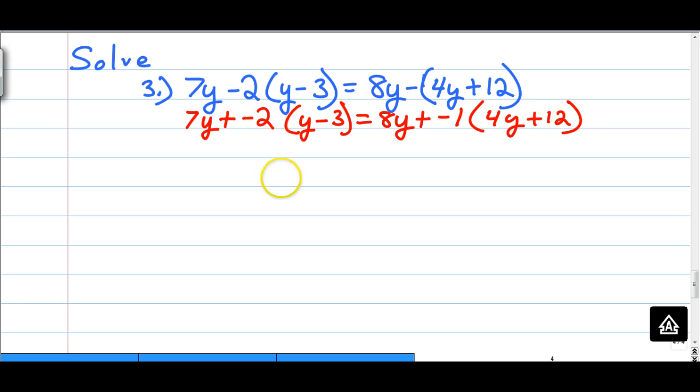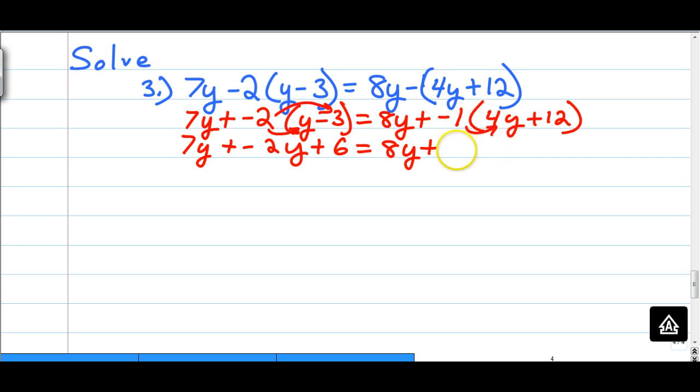Okay, so now I'm ready to distribute, to clear the parentheses. The 7y stays the same. The negative 2 distributes to the y, so it's a negative 2 times y to make a negative 2y. Then a negative 2 distributes to the negative 3. This creates a positive 6. On the other side, 8y plus, I have a negative 1 to a positive 4y, so this makes a negative 4y. Then a negative 1 to a positive 12 creates a negative 12.